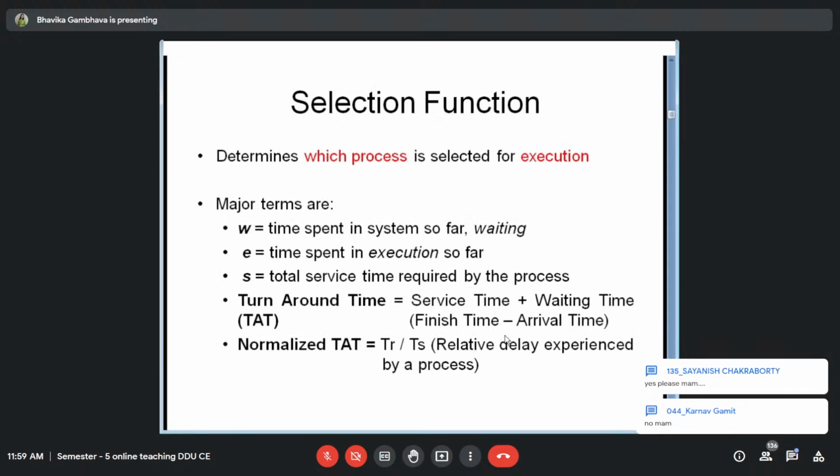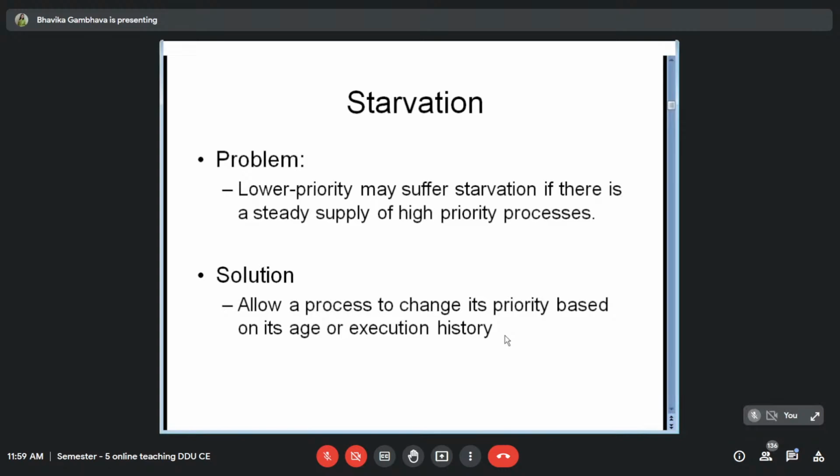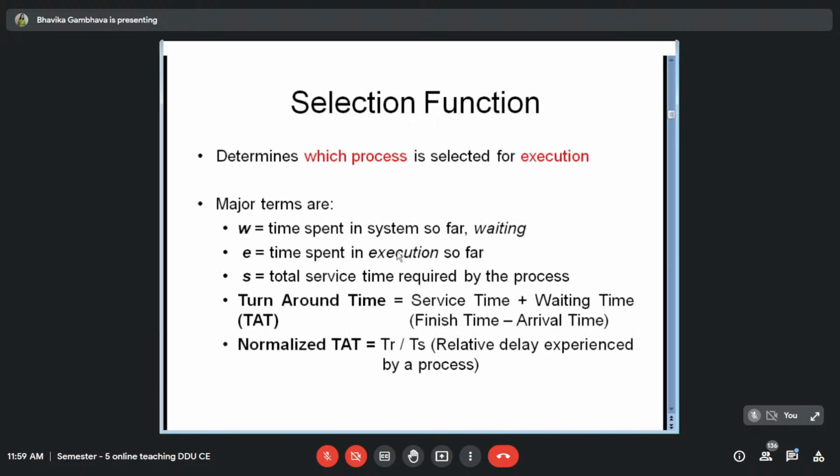Okay. So now we are going to very soon start the first scheduling algorithm. But before that, let us look at something interesting. Selection function will be there. Any scheduling algorithm always will have a selection function, and based on the selection function, it will make a decision that which process will go next. Selection function determines that which process is selected for the execution.